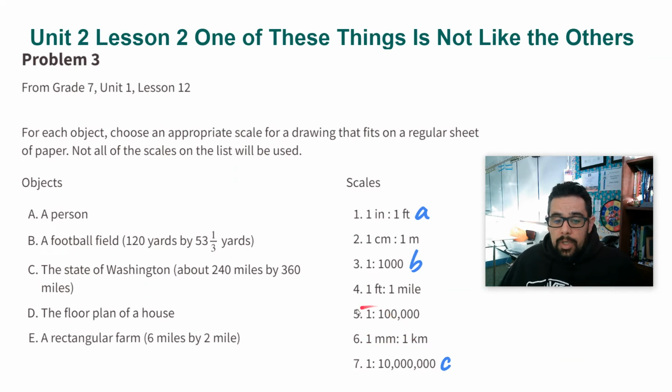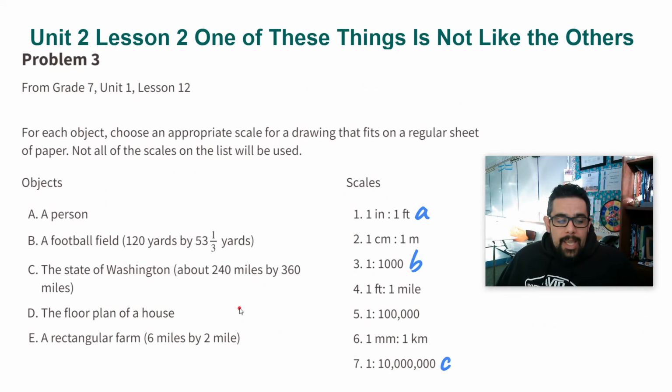You're going to see in the next one, 1 to 100,000. It's not going to fit on the paper. 240 miles, you would need more than what's on the paper to fit it if it's 1 in 100,000. Same thing here, 1 foot is 1 mile. Well, if you want to measure 1 foot on the paper, your paper is not a foot. 240 miles would be 240 feet. So you don't have that much on paper.